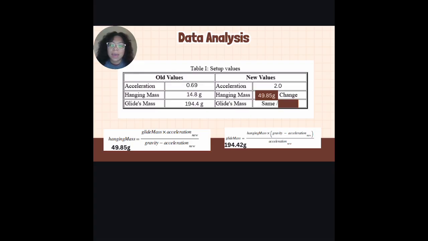So our hanging mass is our glider mass times our acceleration over gravity minus acceleration. So our new hanging mass was 49.85 grams. And then our glider mass, which is our hanging mass times gravity minus acceleration over acceleration, the new one was 194.42 grams.